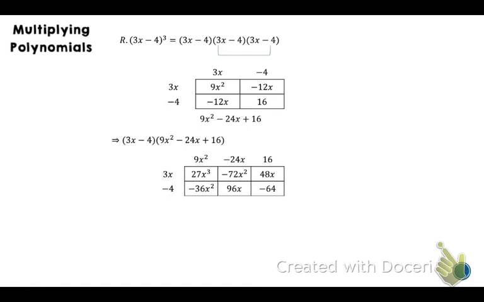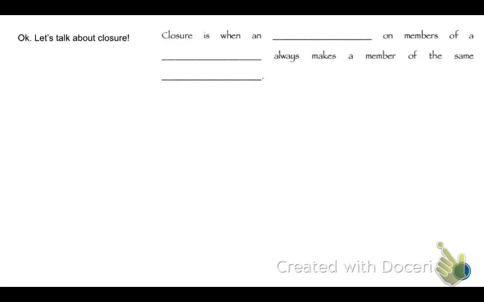Oh, and I already filled it out. So 9x squared times 3x is 27x cubed. Negative 24x times 3x is negative 72x squared. 16 times 3x is 48x. 9x squared times negative 4 is negative 36x squared. Negative 24x times negative 4 is 96x. And 16 times negative 4 is negative 64. Pull it all out and you get 27x cubed minus 108x squared plus 144x minus 64. Cool?